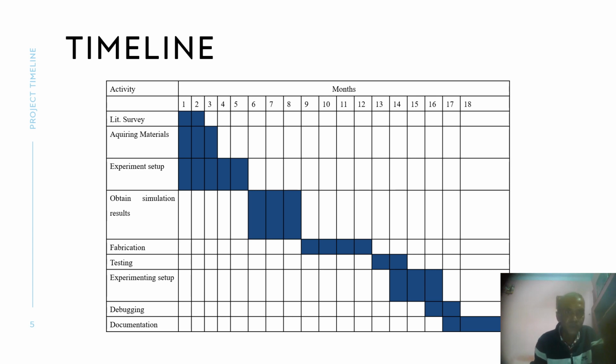Timeline: the first 2 months are for literature survey, the first to third month is acquiring materials, the first to fifth month is experiment setup, the sixth to eighth is obtaining simulation results, the ninth to twelfth month is web fabrication, testing is in the 13th and 14th month, experimenting setup 14th, 15th and 16th, debugging is the 16th and 17th month, and documentation in the last 17 to 18 months.